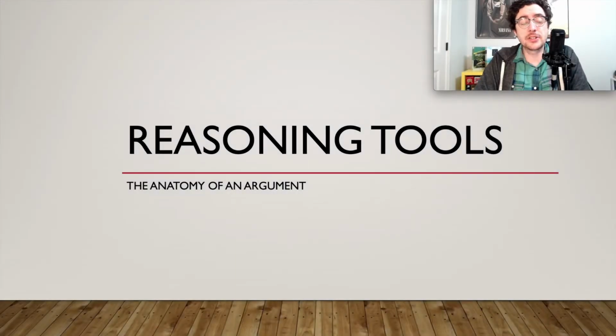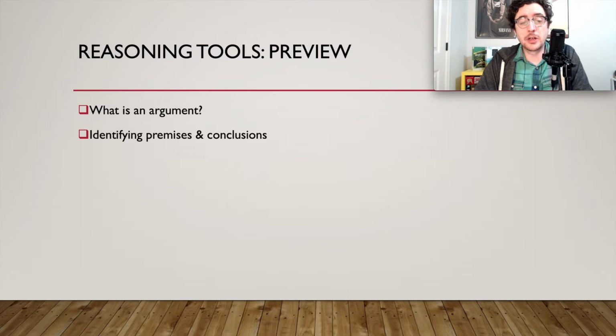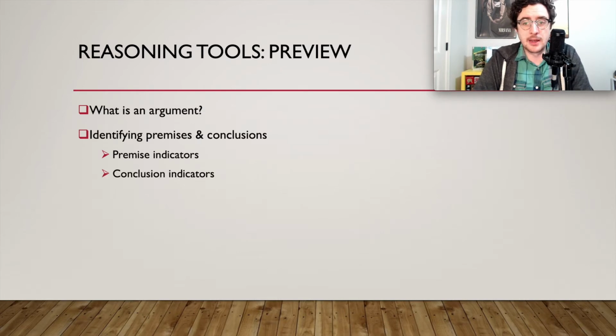In this video, I'm going to start a series where I give you a kind of crash course in logic. In this video, we're going to talk about, well, what exactly is an argument? And then we'll talk about the different parts of an argument, how to identify an argument's premises and its conclusion by using premise indicators and conclusion indicators.